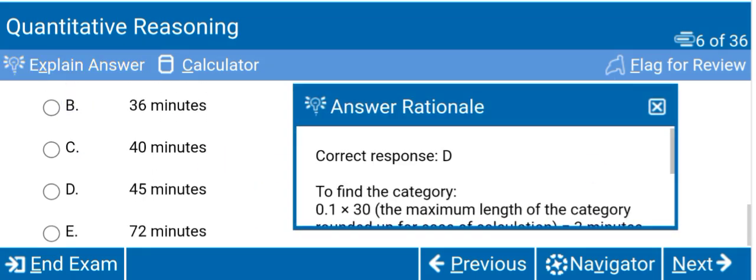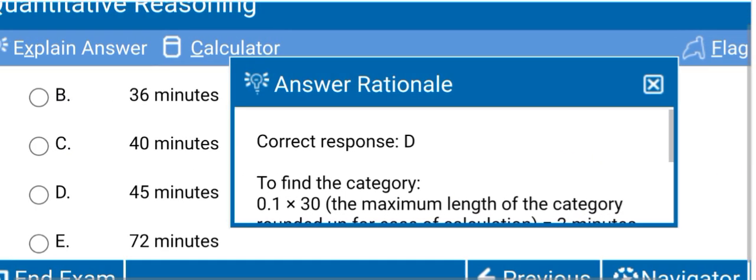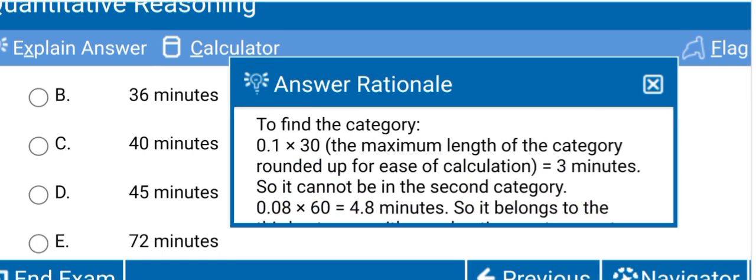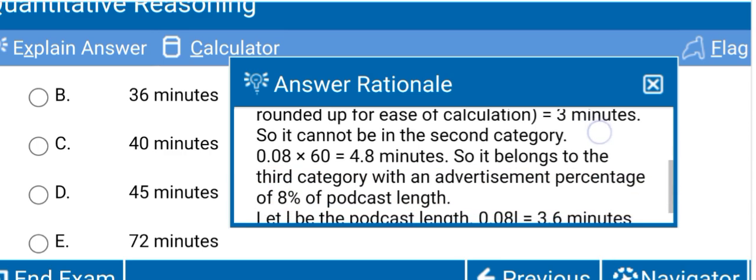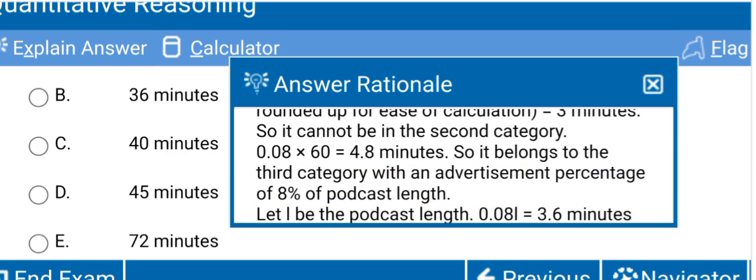Correct option is option D. To find the category, 0.1 multiplied by 30, that is the maximum length of the category rounded up for ease of calculation, equals 3 minutes. So it cannot be in the second category. 0.08 multiplied by 60 equals 4.8 minutes. So it belongs to the third category with an advertisement percentage of 8% of podcast length.